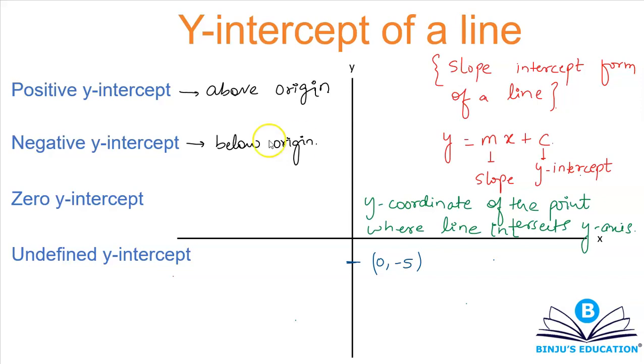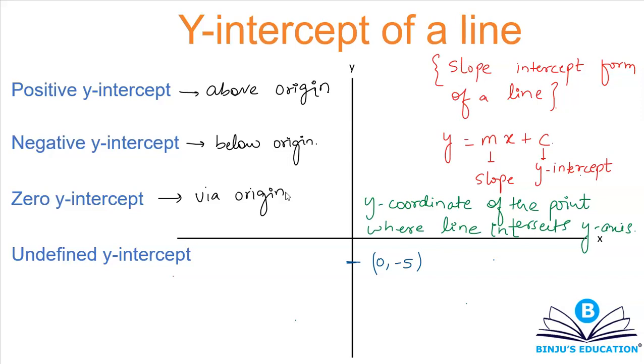What is 0 y-intercept? Y-intercept is 0 when the line passes through origin. Because at origin, what are the coordinates? 0, 0. So automatically y-intercept is 0.